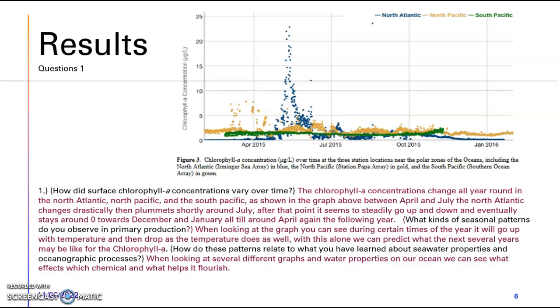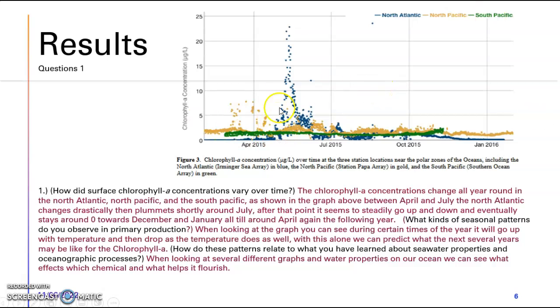As for the results, in this figure up at the top left-hand corner here, this is for the chlorophyll and how they monitored it in between 2015 and 2016. The chlorophyll concentrations change all year round in the North Atlantic, North Pacific, and the South Pacific, as shown in the graph above. Between April and July, in the North Atlantic changes drastically.